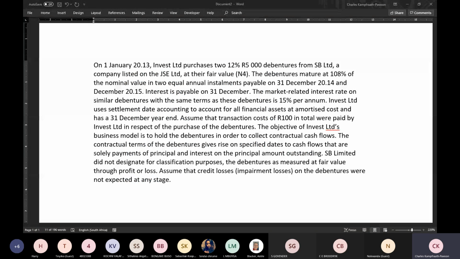Let's look at another example. I just don't want to do another debenture question. Okay, let's do this. This looks like a nice question.